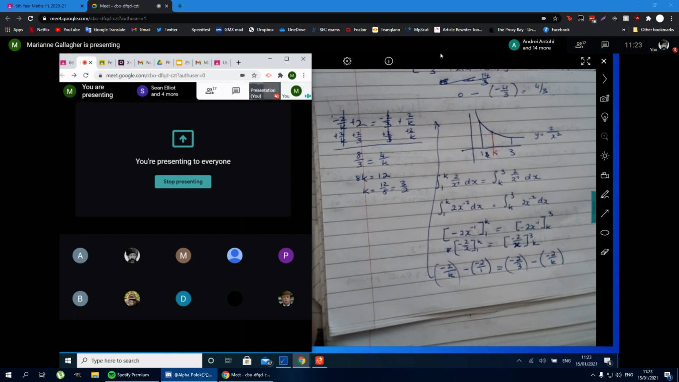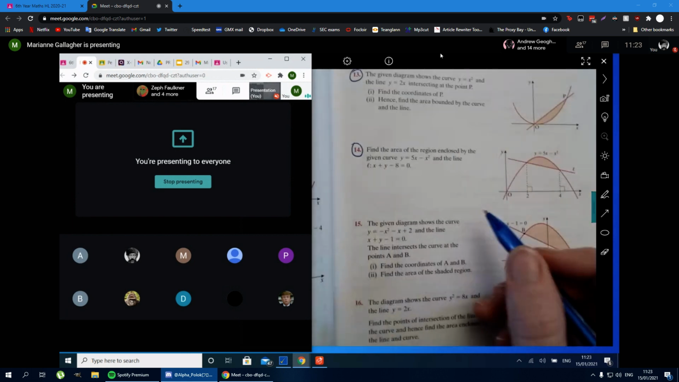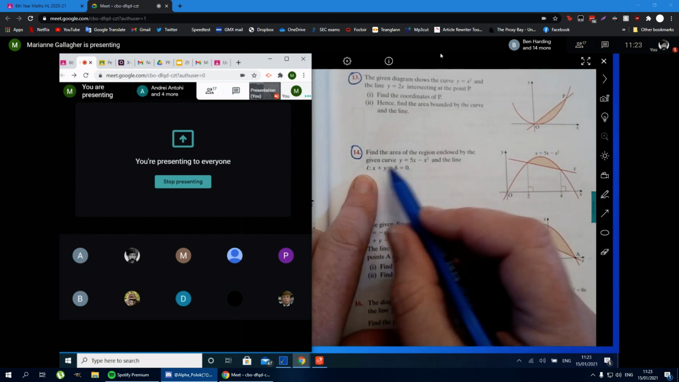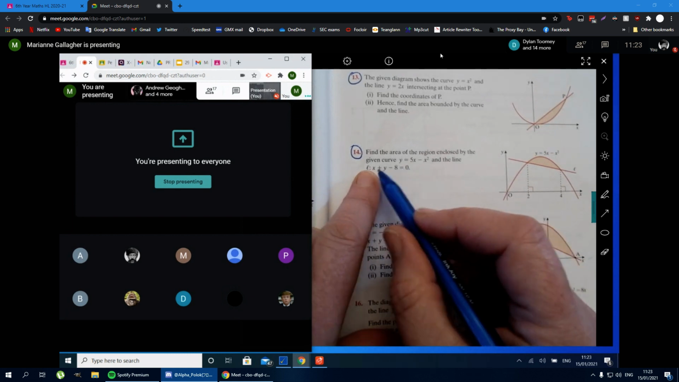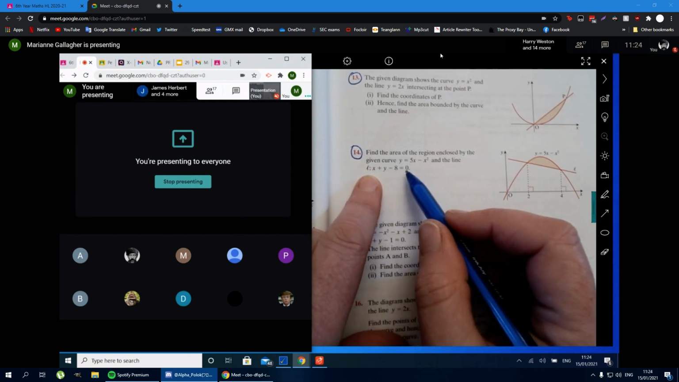And you notice in 14, sometimes it's just going to be one little extra step. If you notice here, the line is given in a different format. It's not y equal to, but you're well able to change it into y equal to. So you're going to bring the x and the 8 over to the other side.